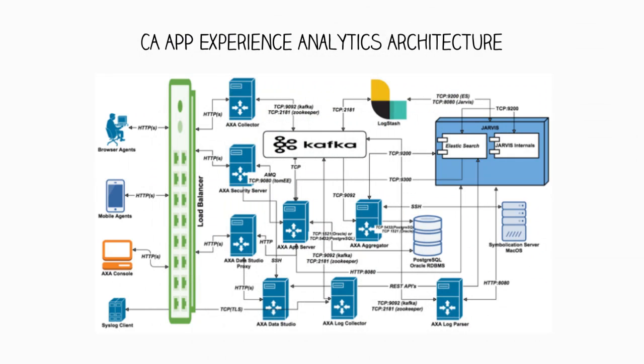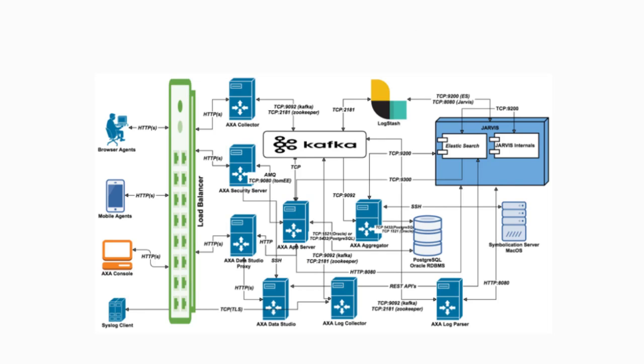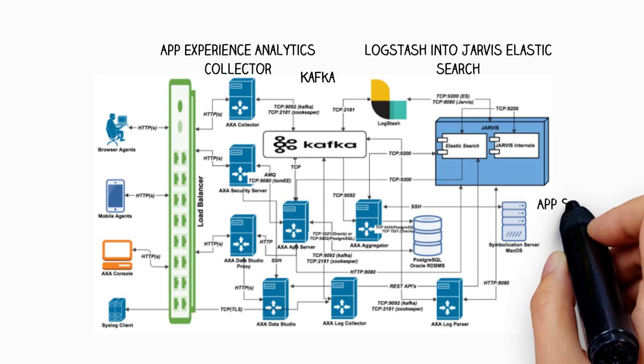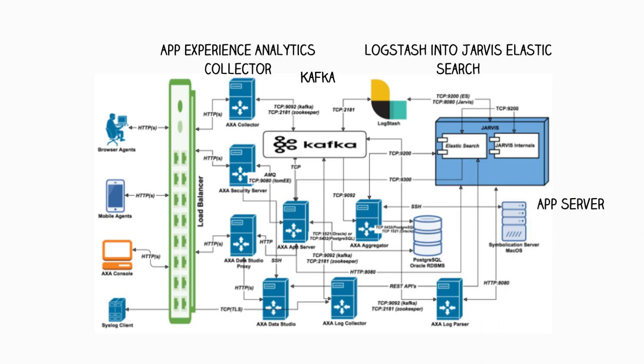The following diagram illustrates the CA App Experience Analytics architecture. All data comes into the App Experience Analytics Collector. Kafka is a message bus. Raw data goes through Logstash into Jarvis Elasticsearch from the message in Kafka. The App Experience Analytics App Server reads messages from Kafka and sends them to the aggregator, such as the app ID and other dimensions. Aggregation is computed for hundreds of dimensions, then written to an RDBMS, PostgreSQL, or Oracle.